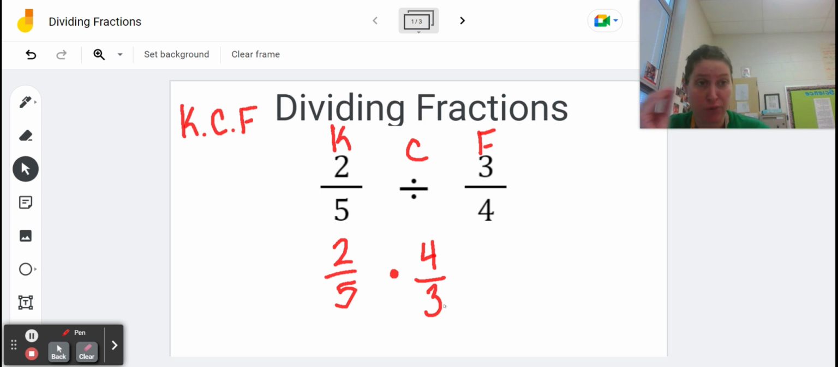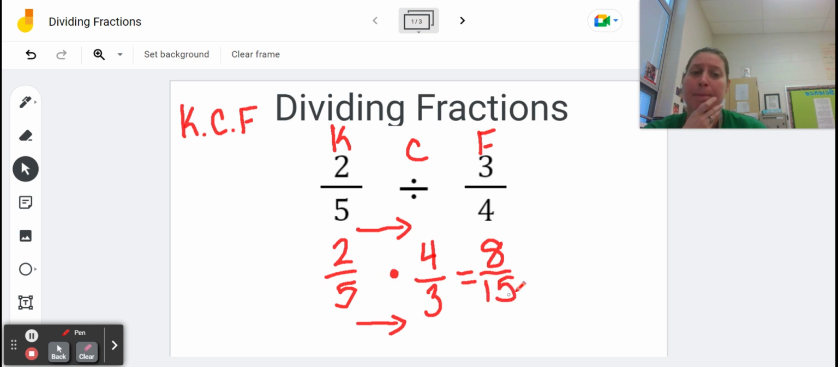So when I have two fractions that I'm dividing, I'm going to keep the first one, change to multiplication, and flip the second fraction over. Now I just multiply straight across as if this is two multiplication problems. So 2 times 4 is 8. 5 times 3 is 15. My last step is to see if I need to simplify.